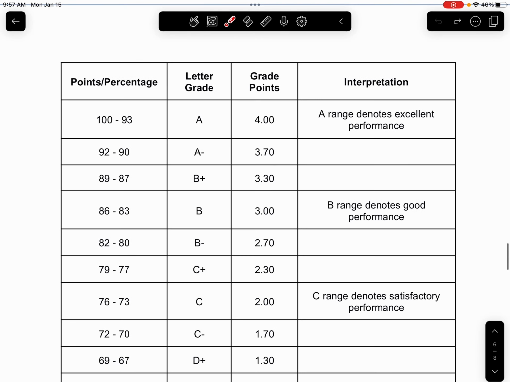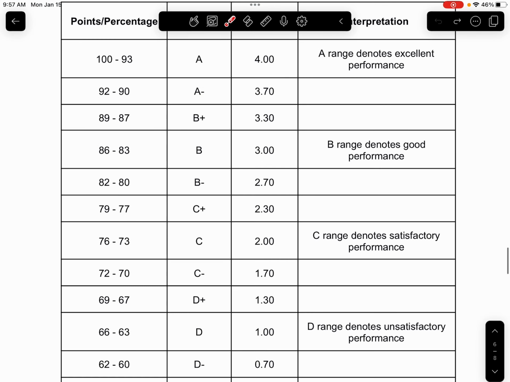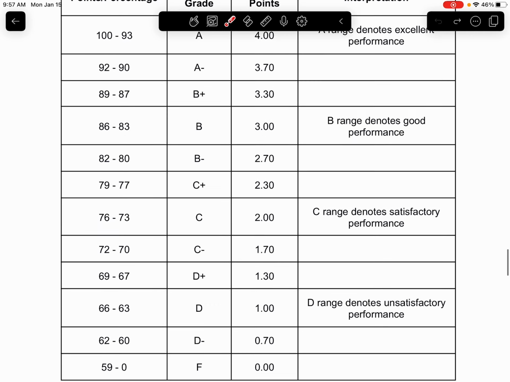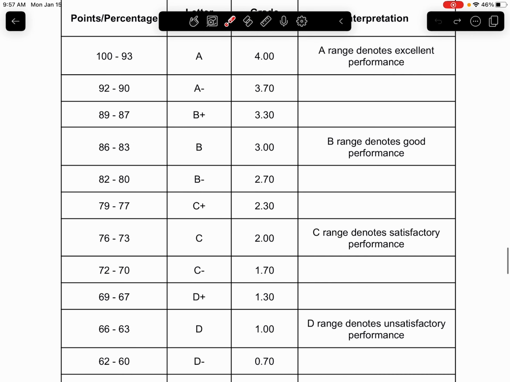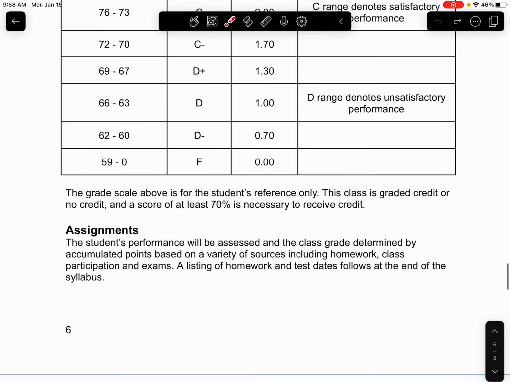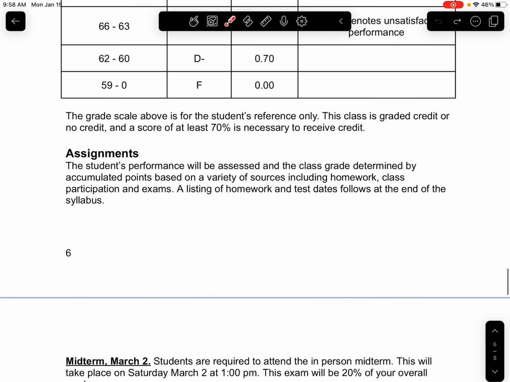So the grading scale here is actually just for your benefit, meaning it tells you how well you understand the material. But given it's a credit, no credit class, the details of these grades don't matter very much. So I wouldn't worry about the difference between an A and an A minus or an A minus and a B plus in this class. This is more for you to get a feel of where you are in the class.